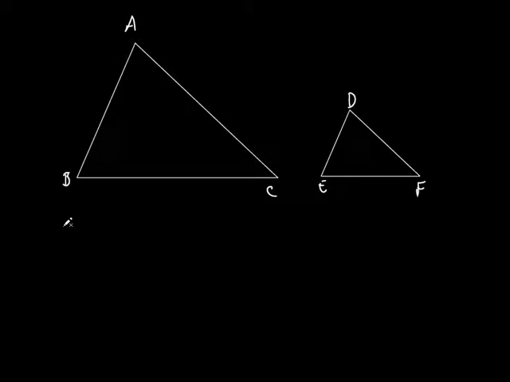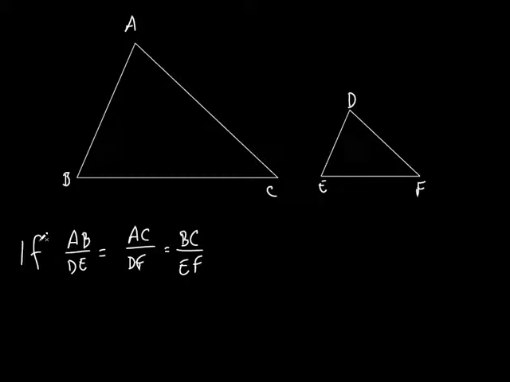What if I knew this? What if I knew that if I compared AB to DE, and that equaled AC to, what do you think, DF, and that also equaled BC to EF. So if all that stuff was true, if I had some numbers in here, let's just put some numbers in here and make some up.